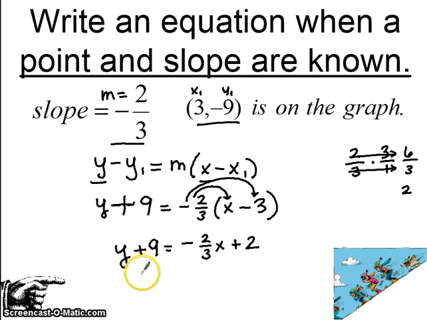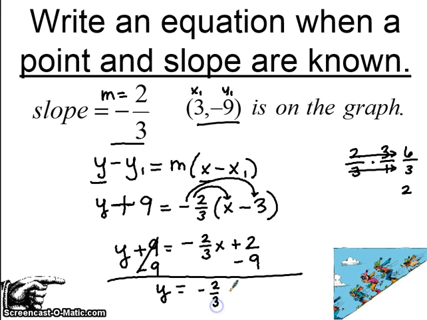To isolate y, we take 9 away from each side. We'd have y equals negative 2/3 x minus 7. This is our equation representing this relationship. Now, note, even though it's in slope-intercept form, we actually used point-slope form here in order to get to slope-intercept form.